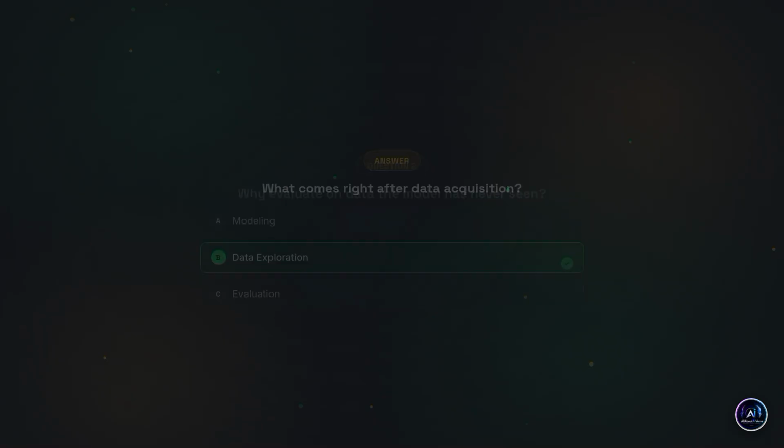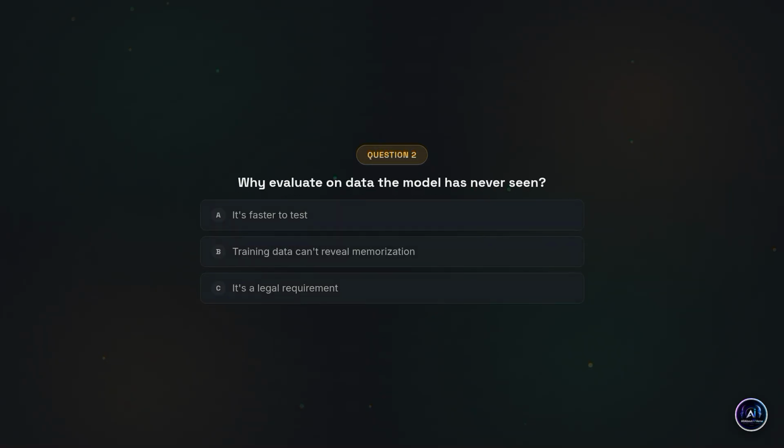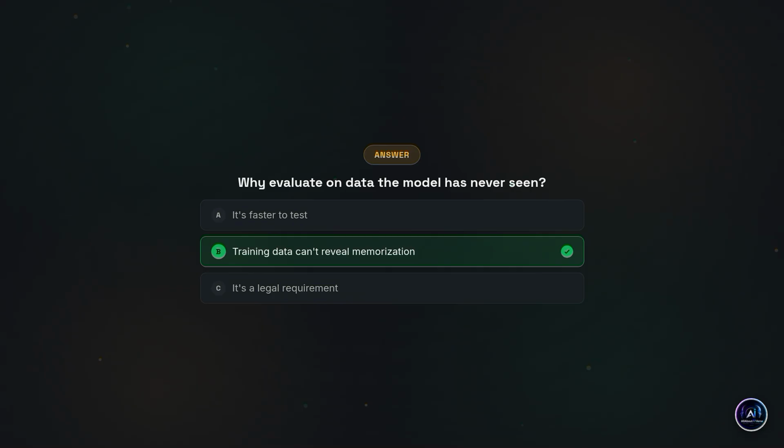Question 2. Why do you evaluate a model on data it has never seen, instead of the data it trained on? The answer is that testing on training data can't reveal memorization. Only new, unseen data proves the model actually learned a real pattern.